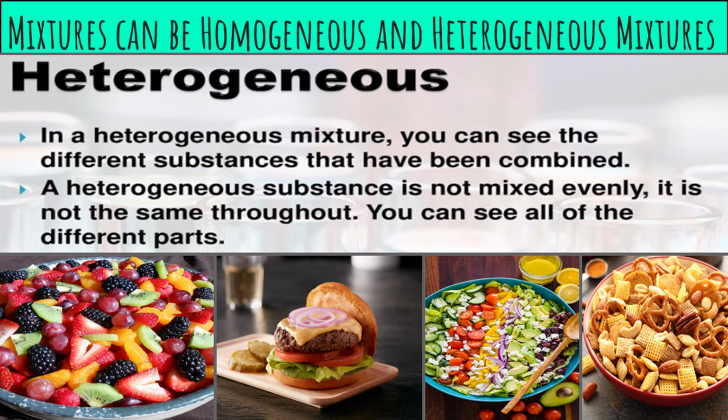For those scholars that are on the upper levels, such as 4th and 5th grade, you're going to want to review with them that mixtures can be homogeneous and heterogeneous. In a heterogeneous mixture, you can see the different substances that have been combined. A heterogeneous mixture is not mixed evenly. It is not the same throughout. You can see all of the different parts. And just make sure you show them some images so that they can see examples, as well as in the lab they will be able to have the hands-on activity to make the connection.